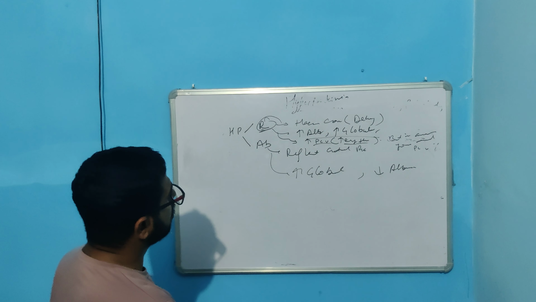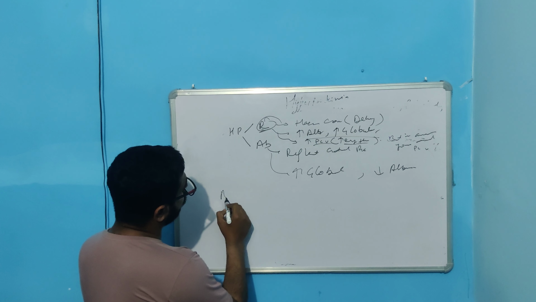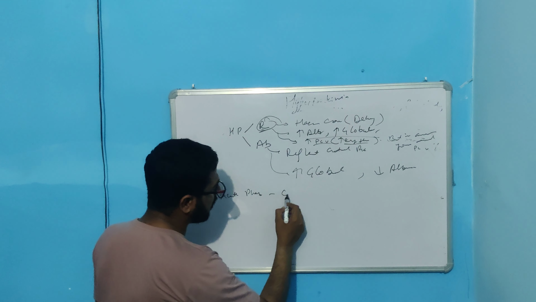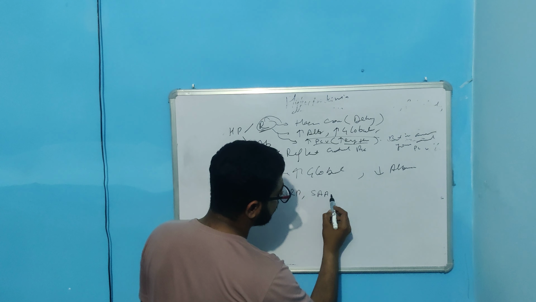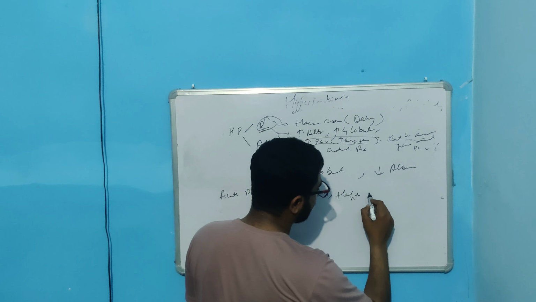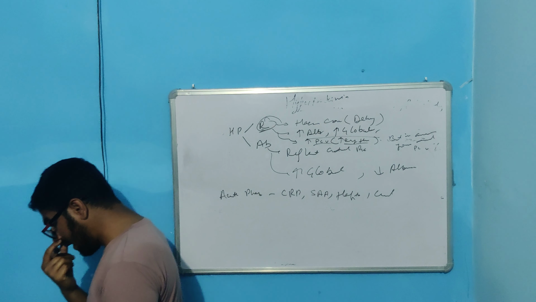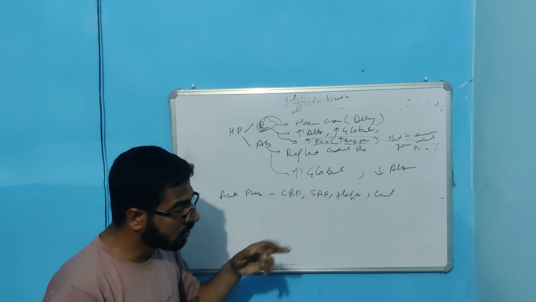There are acute phase proteins like CRP, C-reactive protein, serum amyloid A (SAA), haptoglobin, and ceruloplasmin. These are acute phase proteins. They get increased during inflammation or infection.